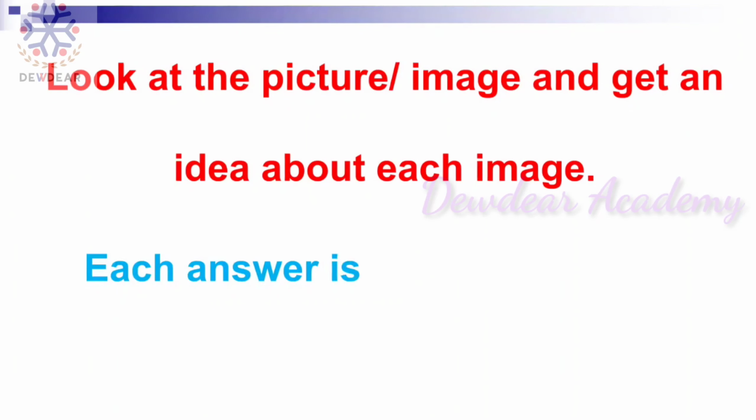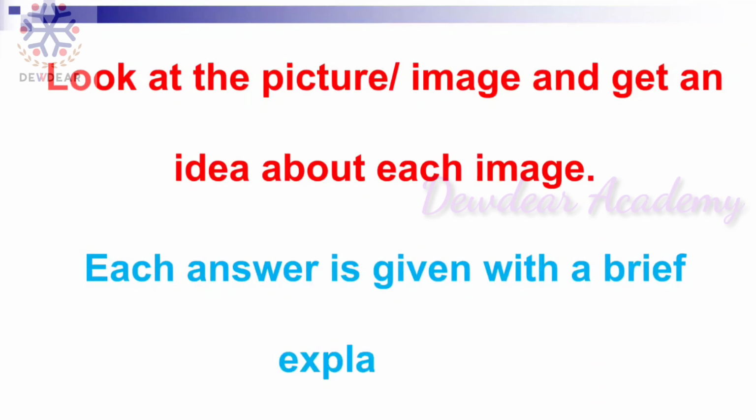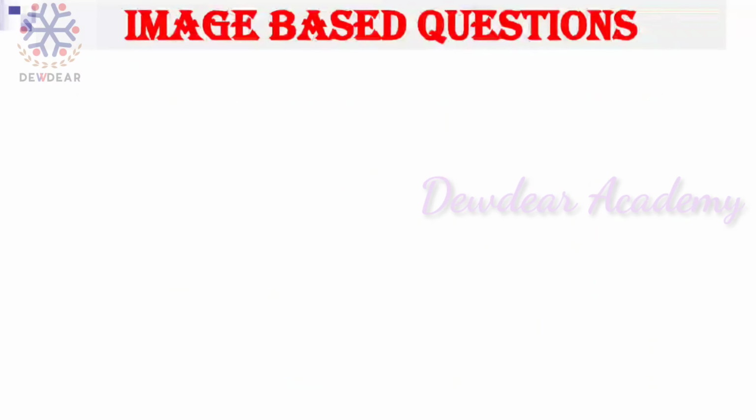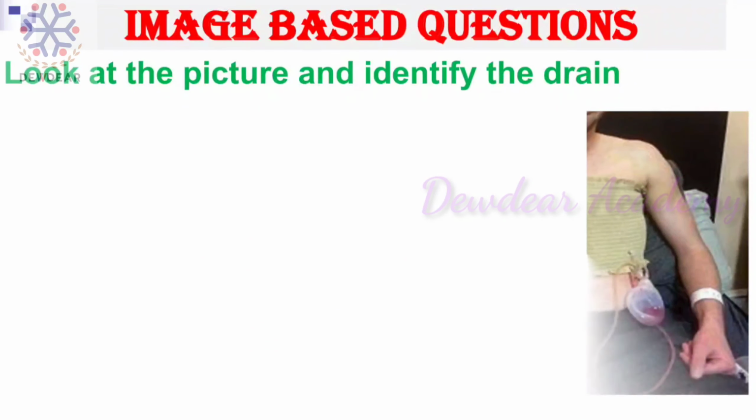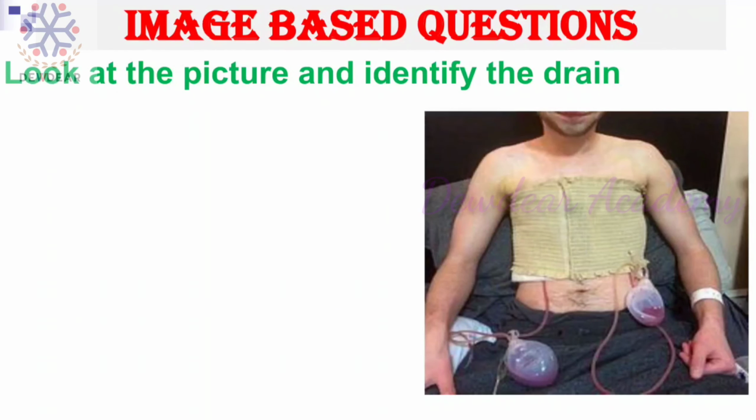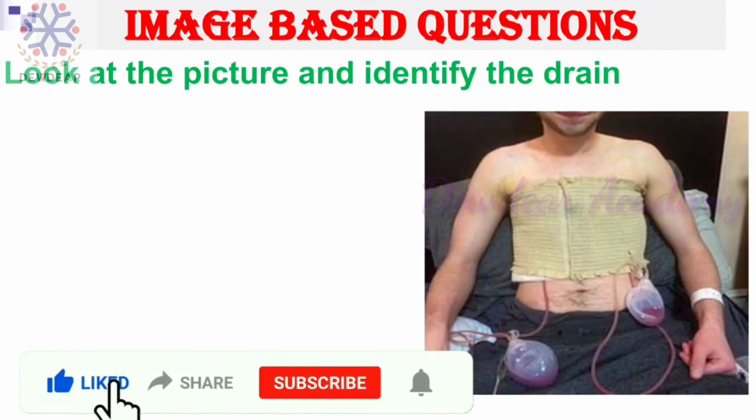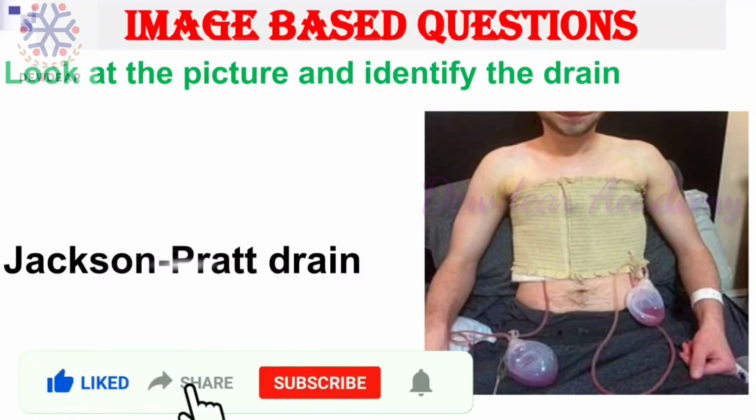Look at the picture or image and get an idea about each image, and each answer is given with a brief explanation. So first question is, look at the picture and identify the drain. The answer is Jackson Pratt drain.